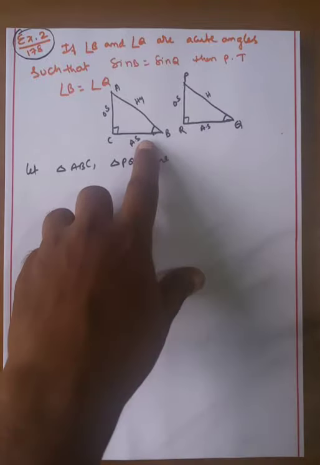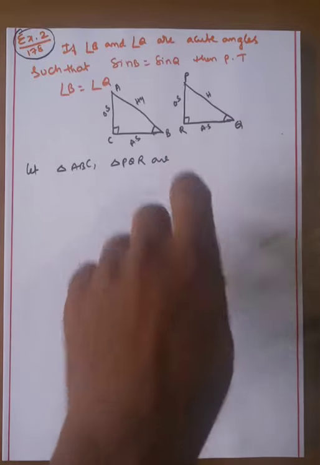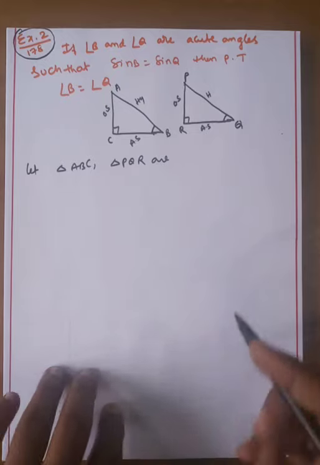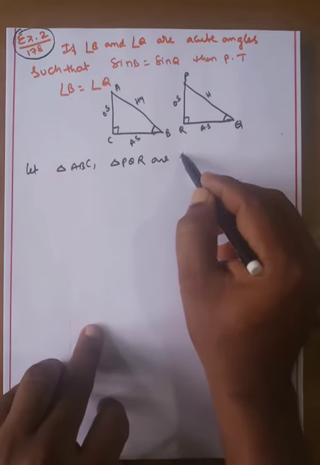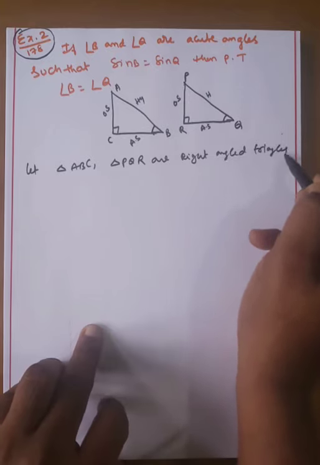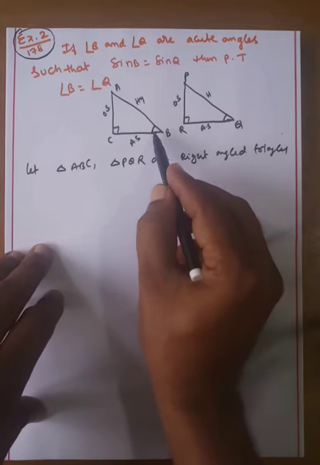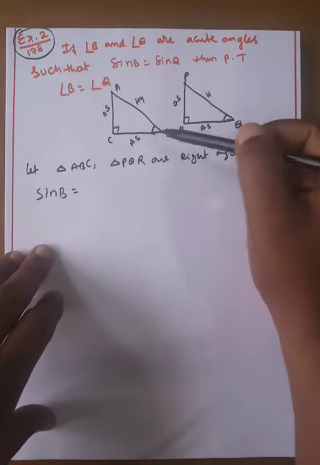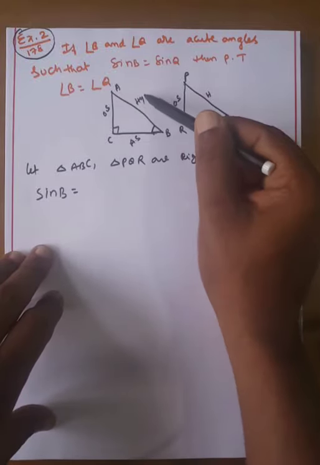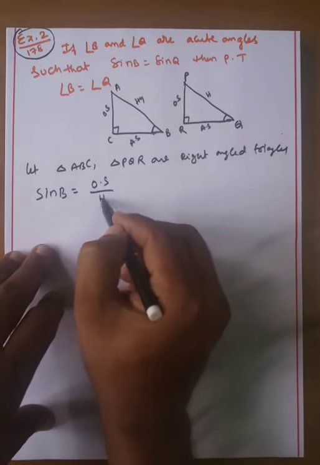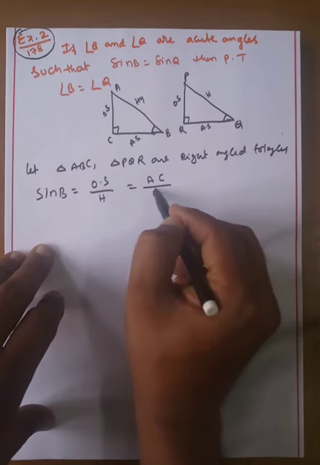Whenever angle B is equal to angle Q, these two triangles are congruent, so by CPCT the remaining parts must be equal. Now from this triangle, sin B, what is the formula? Opposite side by hypotenuse. The opposite side is AC and the hypotenuse is AB, so sin B is equal to AC by AB.